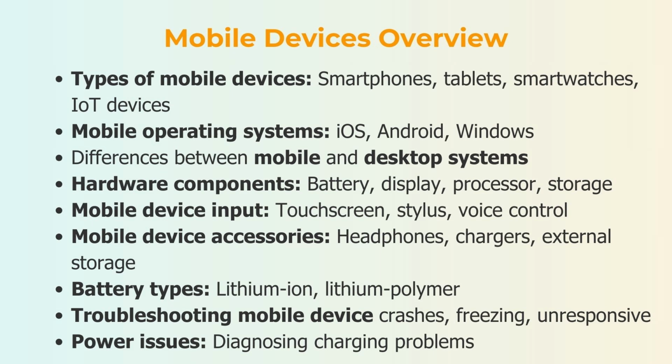Mobile devices such as smartphones, tablets, smartwatches, and IoT devices are essential parts of everyday life. And the Core 1 exam covers how these devices work. You'll need to know about the most popular mobile operating systems, such as iOS, Android, and Windows. These systems are responsible for managing the hardware and software on mobile devices. The internal components of mobile devices, like the battery, display, processor, and storage, function similarly to desktop computers but are designed to be more compact and energy efficient.